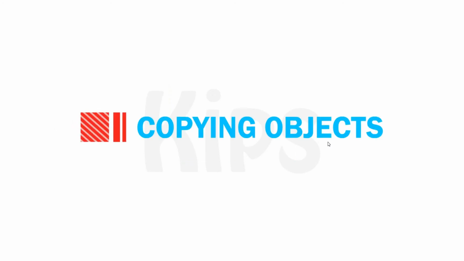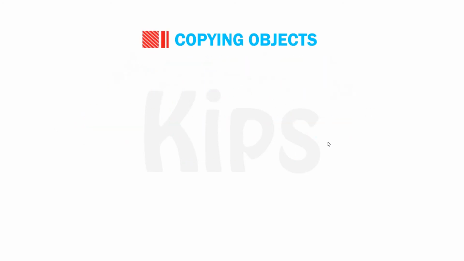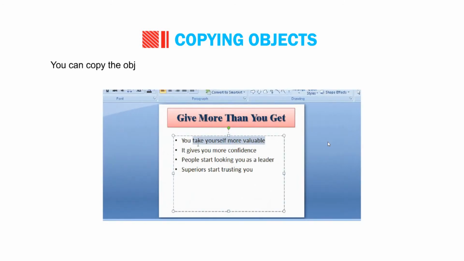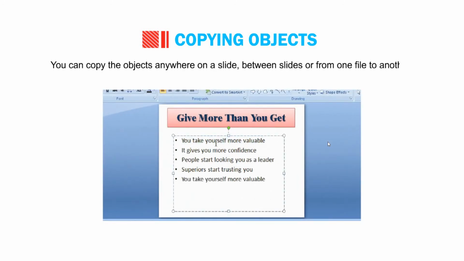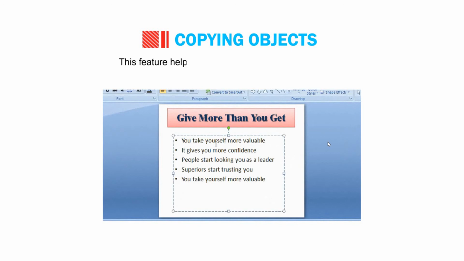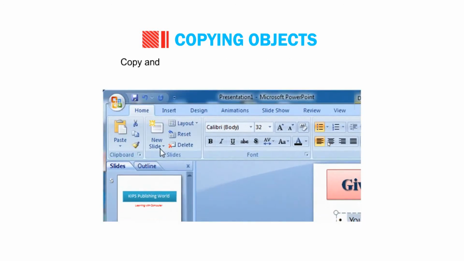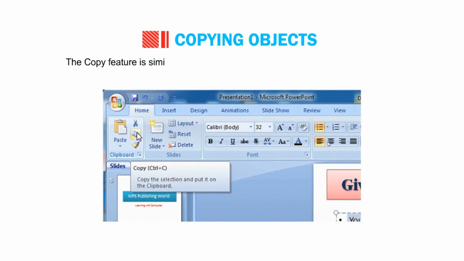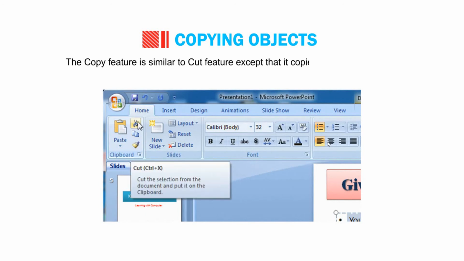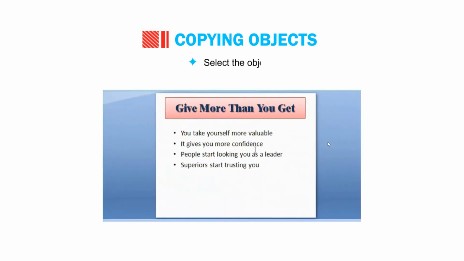Let us now learn how to copy objects. You can copy objects anywhere on a slide, between slides, or from one file to another. This feature helps in reducing time and effort in typing. Copy and paste options duplicate the selected objects. The copy feature is similar to the cut feature except that it copies the object and does not remove it from its original location. Select the object.